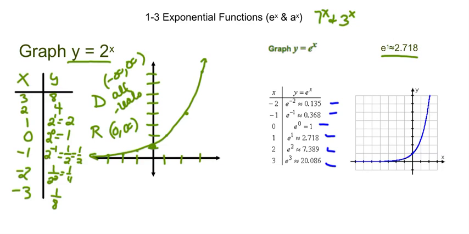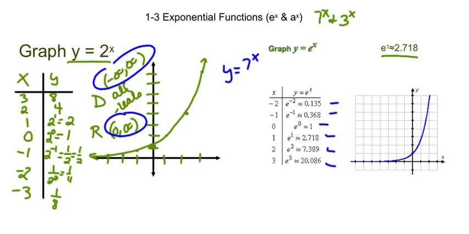You're going to see our domain and range is exactly the same. You can put any number in for the domain. The range goes from 0 to infinity. So that's the reason I want to show e. And actually all these are going to be the same. If I graph y equals 7 to the x, the graphs will look very similar, and the domain and range are going to be the same.